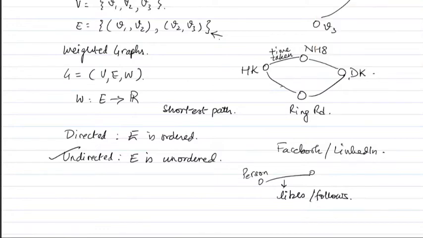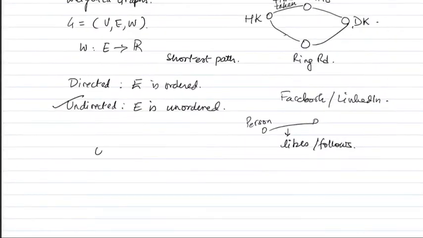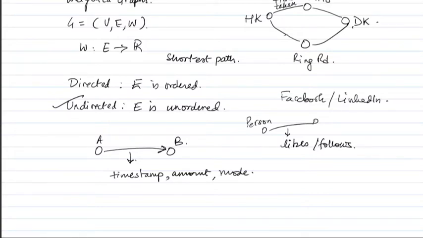For instance, if you're considering a financial transaction, let's say entity A transferred some money to entity B. This would be a directed graph, because transfer of money is in a particular direction. And what kind of attributes would you have with each edge? You would have things like the time at which the transfer was made, the amount of the transfer, the mode of transfer, like, for instance, is it a bank transfer?